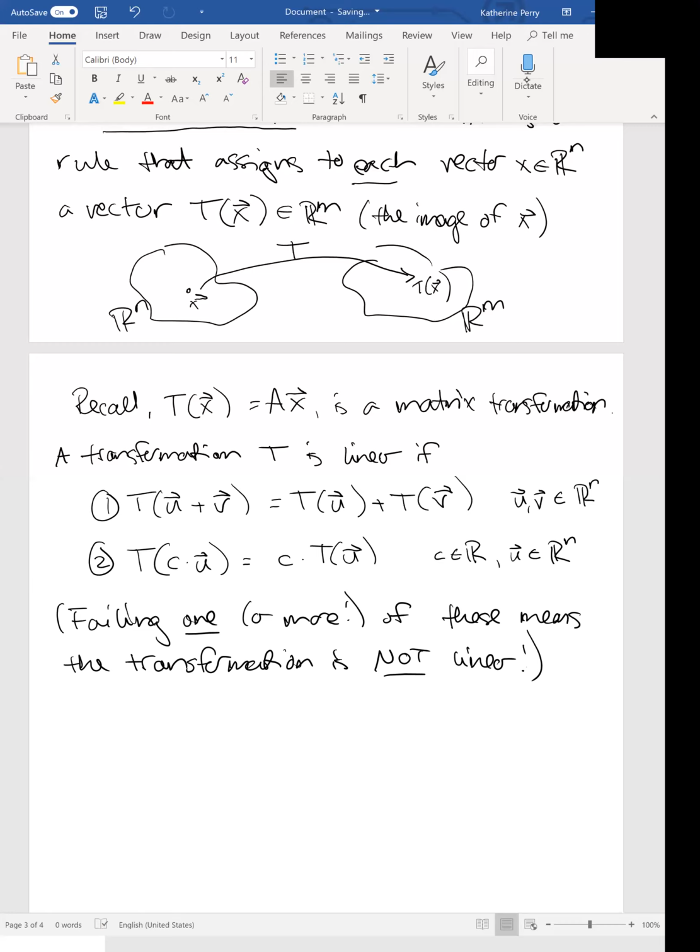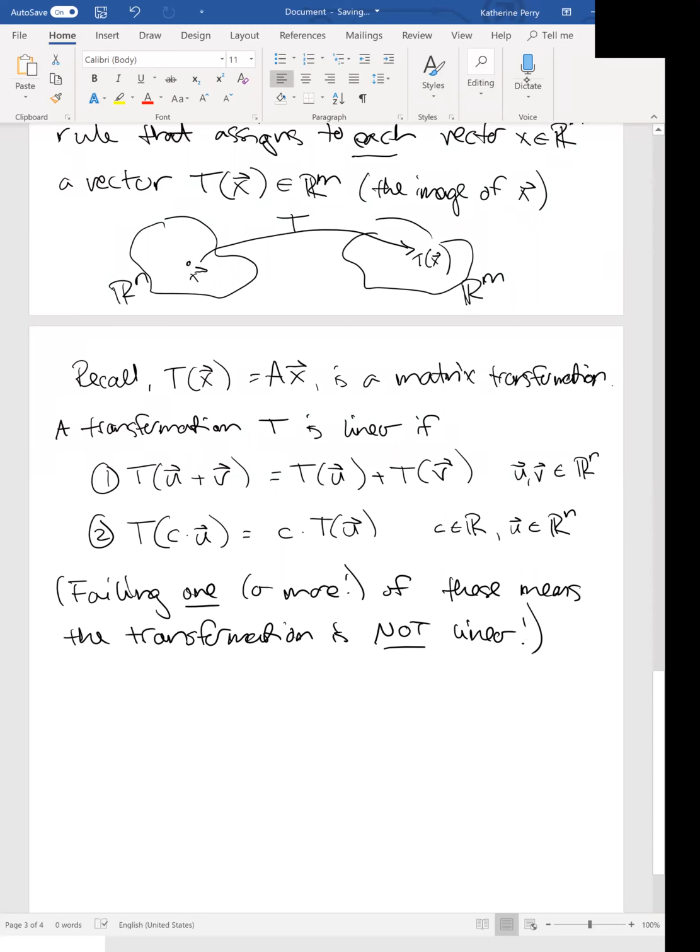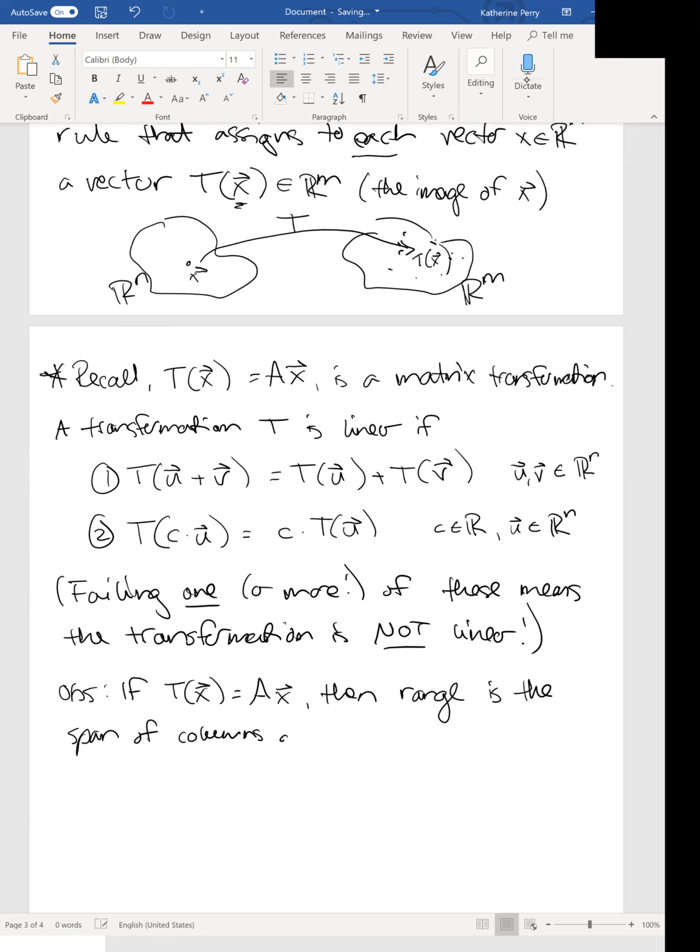All right. Lastly, one observation. Notice because we can put in any x, if T, the transformation, is equal to this matrix transformation that we said we were interested in, then the range, kind of what's hit up here, is really just the span, the set of all linear combinations, of the columns of A.